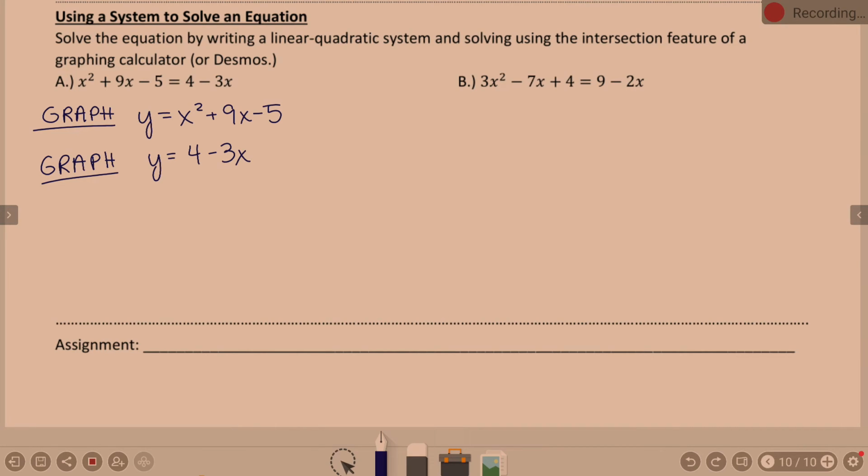Now, officially, we could do this by hand. It would not be pretty. Officially, we could solve this equation by making it equal to 0. We'd have to use quadratic formula, and that would be doable. But they're asking us to use technology. So get your iPads out, and let's hop into Desmos.